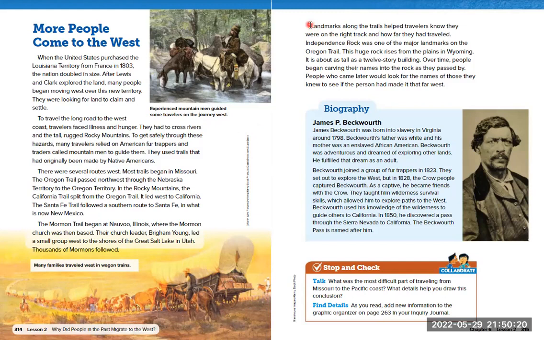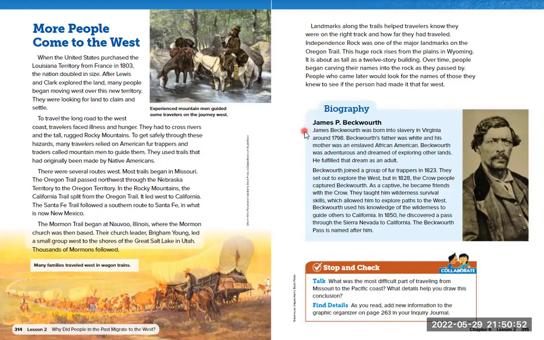Landmarks along the trails helped travelers know they were on the right track and how far they had traveled. Independence Rock was one of the major landmarks on the Oregon Trail. This huge rock rises from the plains in Wyoming. It is about as tall as a 12-story building. Over time, people began carving their names into the rock as they passed by. People who came later would look for the names of those they knew to see if the person had made it that far west. And now we have a biography of James P.